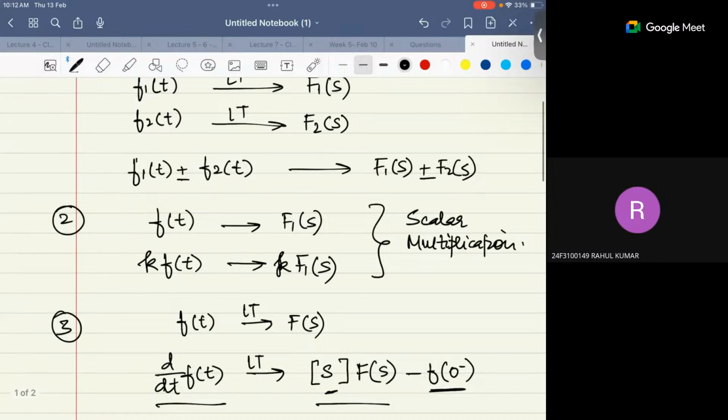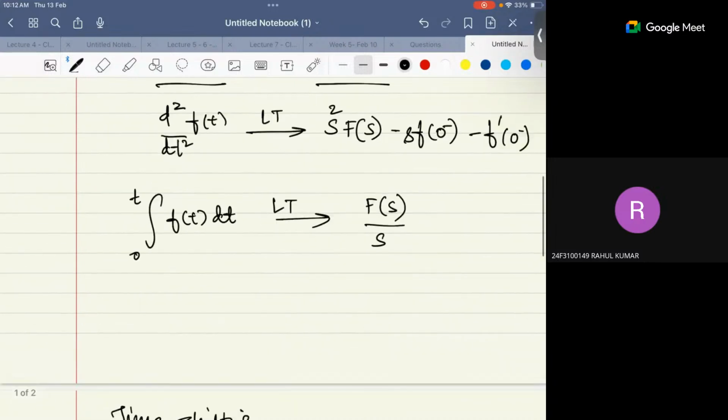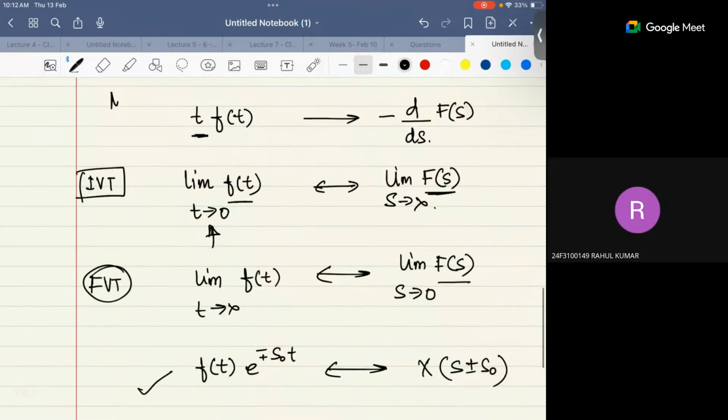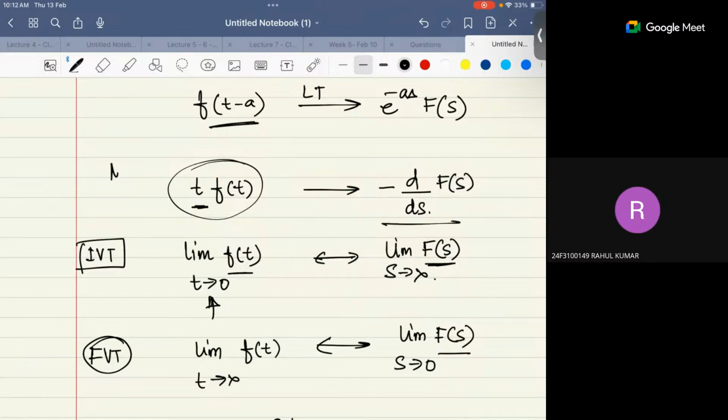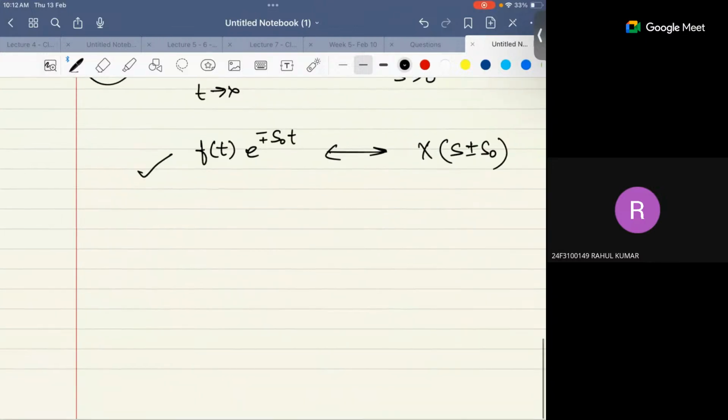All the properties: addition, scalar multiplication, and the normal integration, differentiation, time shifting, frequency shifting, and then the initial value theorem, final value theorem. And if you are multiplying by t, then what will be the impact, how will you calculate the Laplace? Okay, and one more, convolution, though it is not required. And for the delta function, you already know the Laplace is one. For u(t) it is 1 upon s, and for any constant k, it is k upon s.